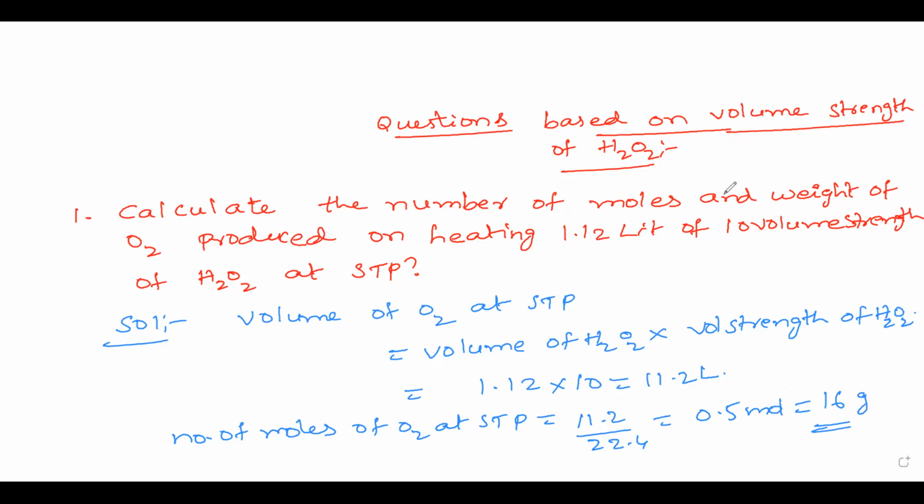Calculate the number of moles and weight of oxygen produced on heating 1.12 liters of 10 volume strength hydrogen peroxide at STP. This is model number 1. To calculate, first we have to calculate the volume of oxygen gas at STP. So the volume of oxygen gas at STP is equal to the volume of H2O2 given into the volume strength of hydrogen peroxide. The volume of H2O2 is given as 1.12 and the volume strength is 10 volumes. So it is nothing but 1.12 into 10, that is 11.2 liters. So for 11.2 liters at STP, the weight of oxygen will be 16 grams and the number of moles will be 0.5 moles. This is question number 1.